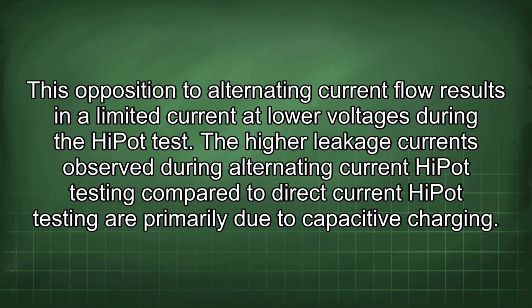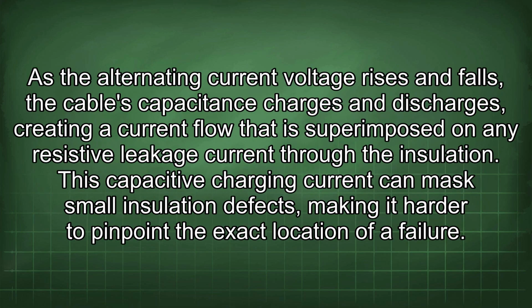The higher leakage currents observed during alternating current HiPot testing compared to direct current HiPot testing are primarily due to capacitive charging. As the alternating current voltage rises and falls, the cable's capacitance charges and discharges, creating a current flow that is superimposed on any resistive leakage current through the insulation. This capacitive charging current can mask small insulation defects, making it harder to pinpoint the exact location of a failure.